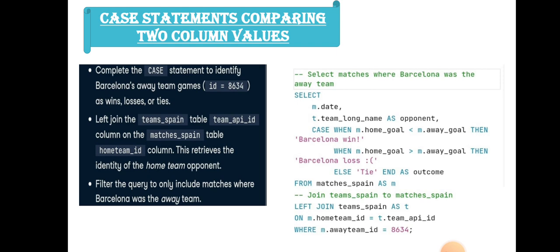So for example, select m.date, t.team long name as opponent, case when home goal is less than away goal, then Barcelona win, when home goal greater than away goal, then Barcelona loss, else tie, and as outcome from matches Spain as M and left join team Spain as T on home team ID is equal to T dot team API ID where M away team ID is 8634.